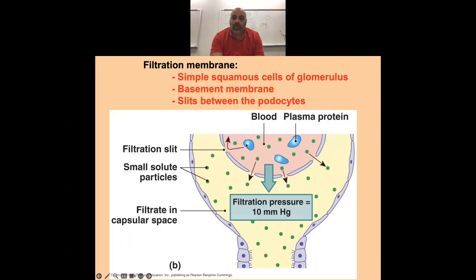So here they're showing, well, they're not showing everything, but here there should be another layer. We should have the layer for the simple cells of the glomerulus. Then we should have the basement membrane, and then we have podocytes, and there's the slits. So these structures are all too big to pass through.